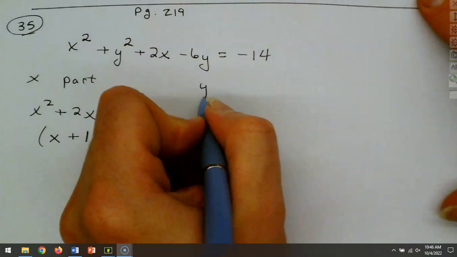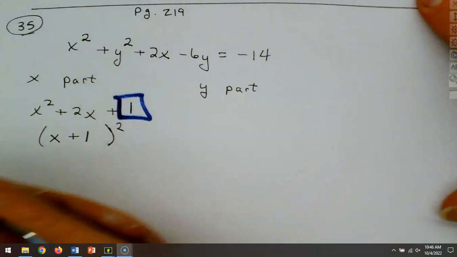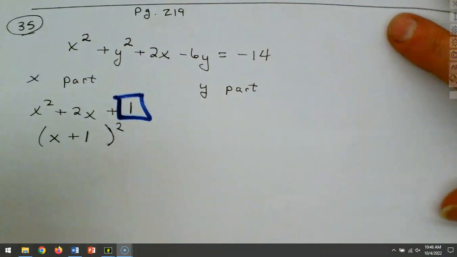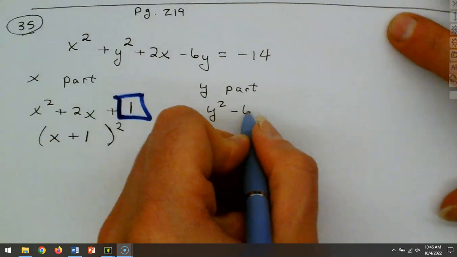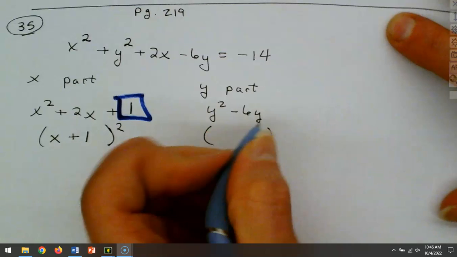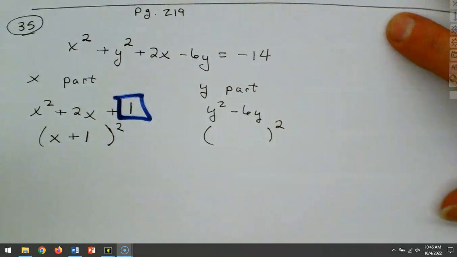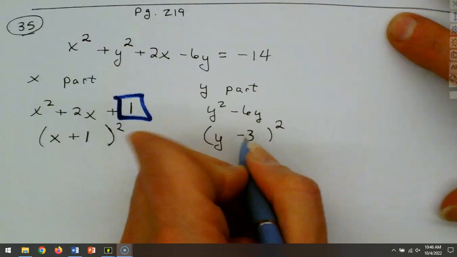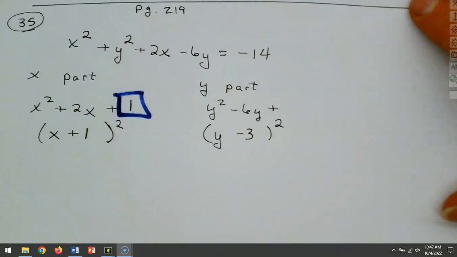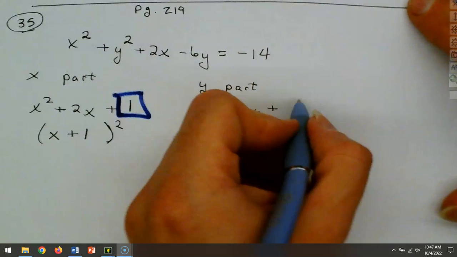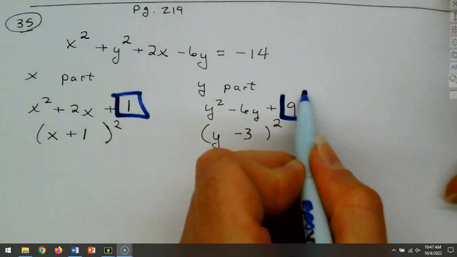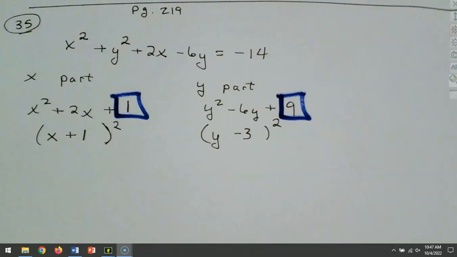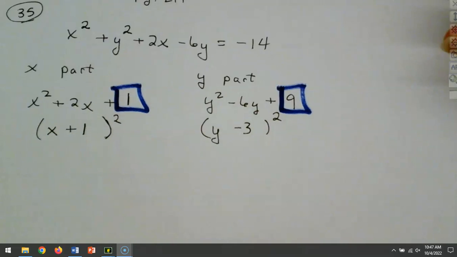What about the y part? On the y part, we have y squared minus 6y. What's half of a negative 6? Okay, so that's y minus 3. What do I have to add in to force it to factor? 3 squared is a 9. Now, this one is not going to be a circle. And we're going to talk about why this is not a circle in just a second.